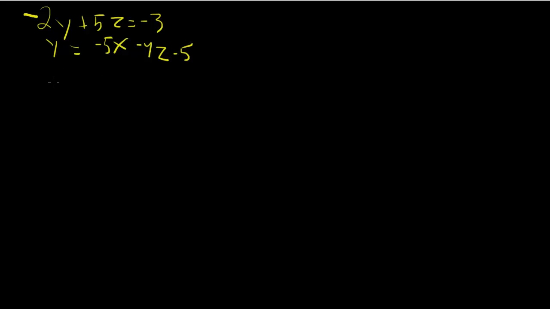Hello everyone, so today I'm going to be talking about solving systems of three equations using substitution. So let's say we have our problem here, 5z equals negative 3, and then we have y equals negative 5x minus 4z minus 5. And then we have this here, x equals 4z plus 4. Okay, it's our z there.